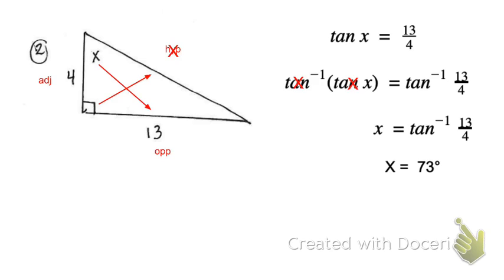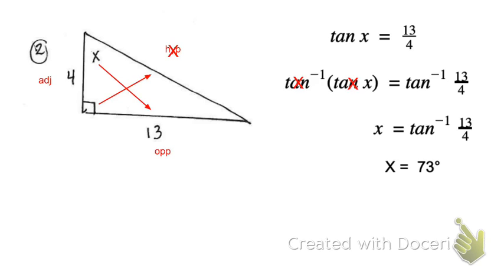I got 73. So see if you can get 73 on yours. If you're having trouble operating your calculator, send me a message and let me know what kind of calculator it is, and we'll try to figure out how to get it done. If you're getting some weird decimal answers, you might be in radian mode instead of degree mode. You might want to check that first.